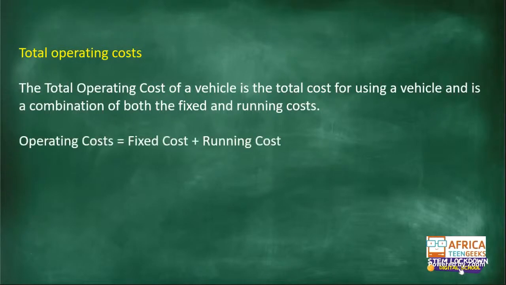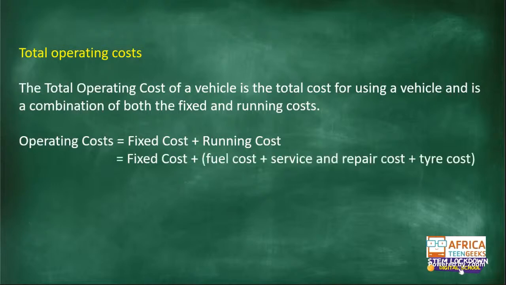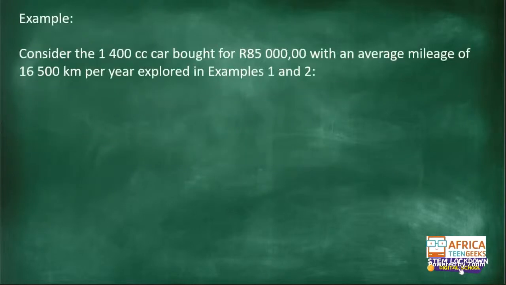And of course, this is the formula to calculate the operating costs. We say that the operating cost will be equal to the fixed cost plus the running cost. In this case, we know that the running cost is made up of fuel cost plus service and repair cost plus tire cost. And of course, that is how we have calculated. So in this example now, we consider the same car.